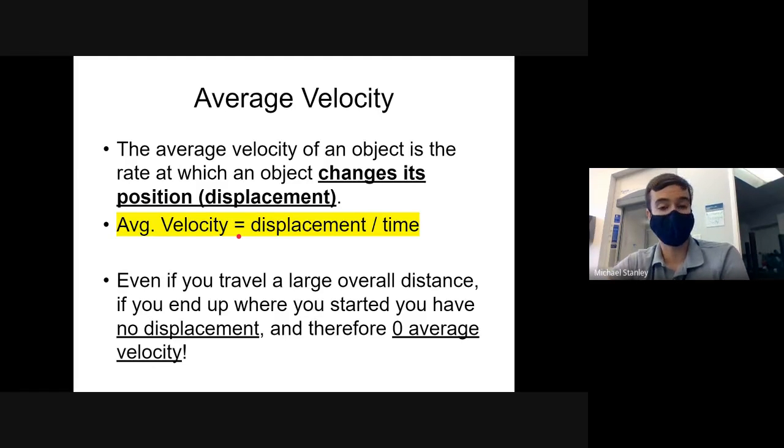So with displacement, if you travel a large overall distance like that NASCAR car going 100 miles an hour for hours and hours around that track, doing hundreds and hundreds of miles, if you end up where you started, you have no displacement and therefore zero average velocity. So if your displacement is zero, that means your average velocity is going to be zero as well. Because if you remember from your math classes, 0 divided by any other number is equal to 0.